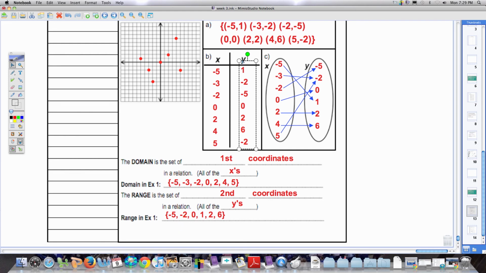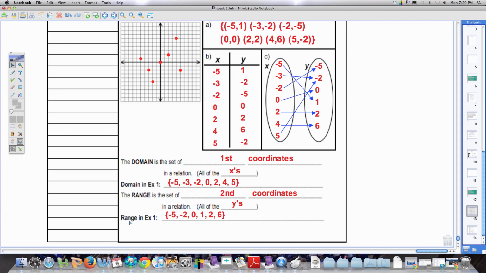So once you have -2, you got it. It's in your range. Again, the range is just the numbers. It's the set of the y coordinates. It's just the numbers that are in that y column in your table. So you can see you got -5, and again, you need to put these in order from least to greatest or greatest to least. Either way is fine. But you need to make sure you put them in order. I put them in least to greatest. So -5, -2, 0, 1, 2, 6.